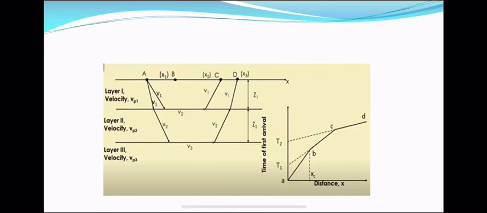Suppose this is the ground surface where the source is, and these are the different layers. Layer 1 has Vp1, layer 2 has Vp2, and layer 3 has Vp3. Now we are putting geophones. That is our geophones, and this S is the source. Then, from the source, there will be n number of waves. There will be one wave which will reach the geophone directly.